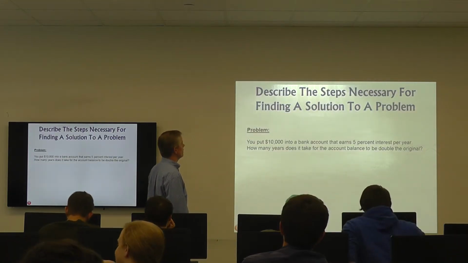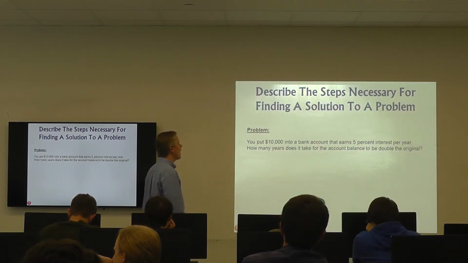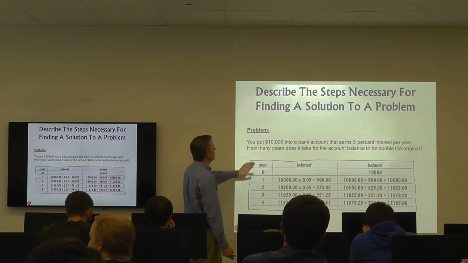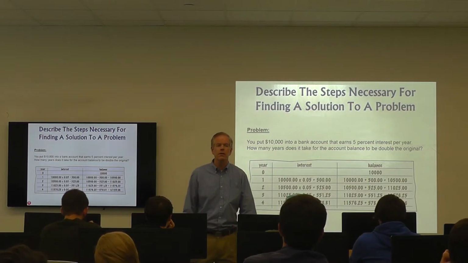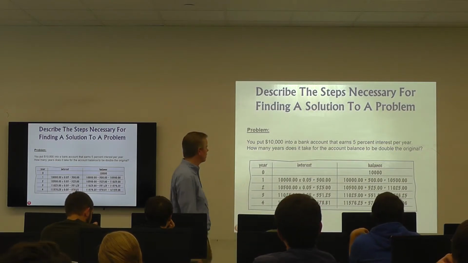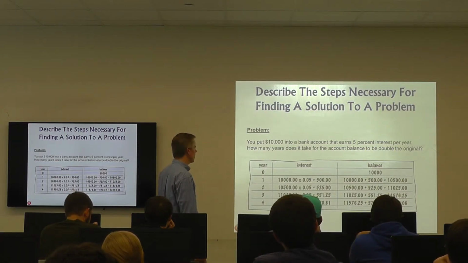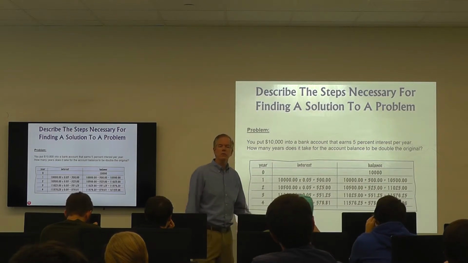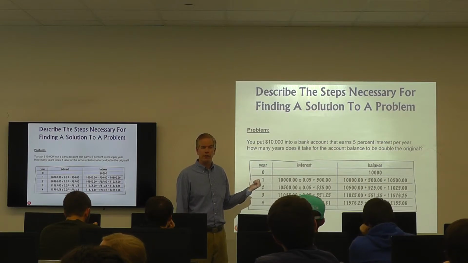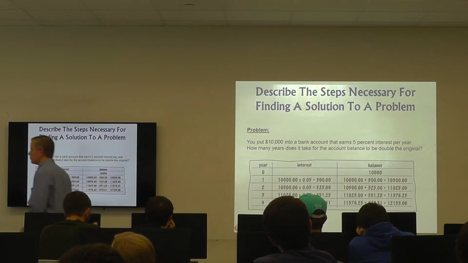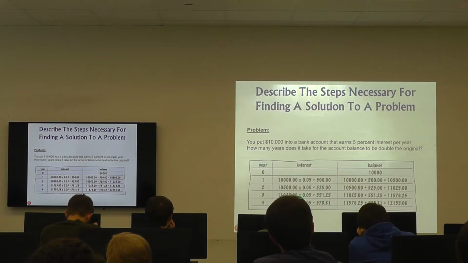Describe the steps necessary for finding a solution to the problem. Okay. Hey, we're pretty familiar with this one, aren't we? Put 10 grand in the bank, you get 5% interest per year. Question is when's the thing going to double? I think, yeah, okay. So we've done this one like 100 times before, right? But we've not done it with the for loop. So let's take a look and see what the bank problem would look like if we used the for loop.